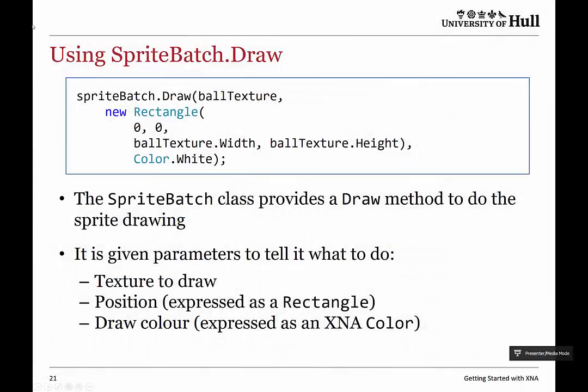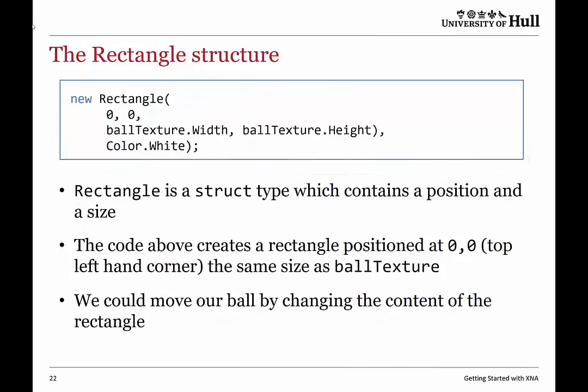So, we can draw stuff, we can put colours on it. This is kind of sweet. The rectangle structure is a structure. It has 1, 2, 3, 4 things in it. The colours are white, shouldn't really be there. But this guy here is how we express whereabouts on the screen we want our sprites to get drawn. Okay? And we can move our ball by changing the content of the rectangle to reflect where we want the ball to be.